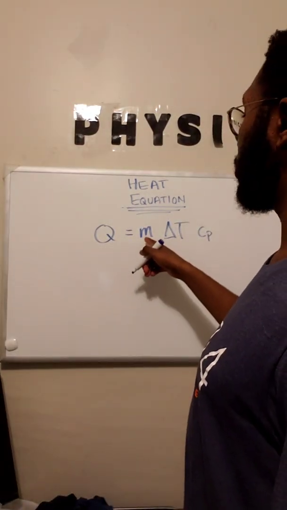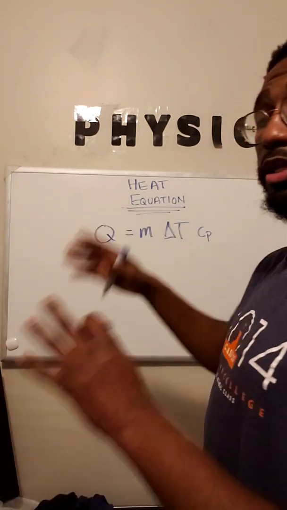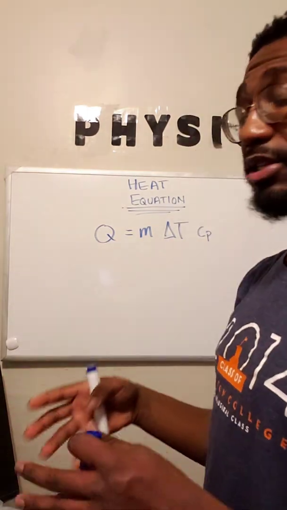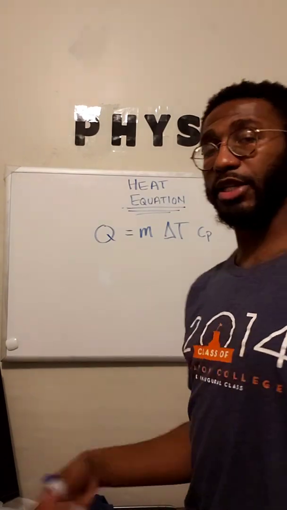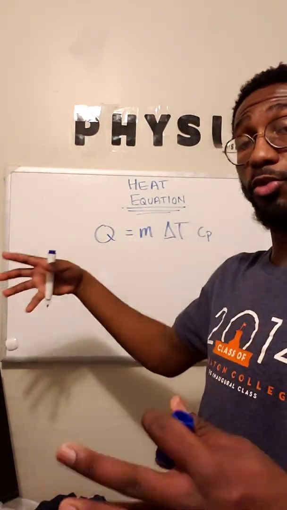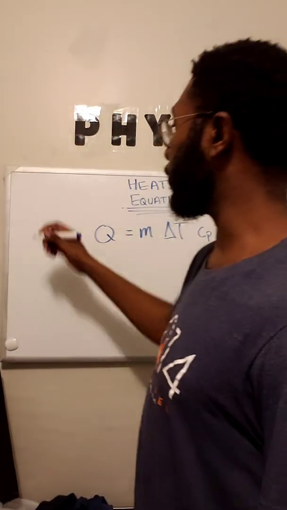But let's say we don't know the mass, but we do know how much the temperature changes. We know the specific heat capacity of the object. We know what material it's made out of, and we know how much heat energy it gave off. But we still need to know how much there was. All right, so we'll have to get mass by itself.